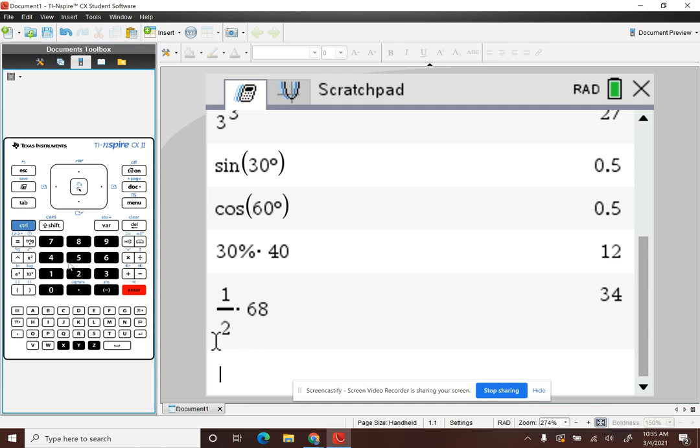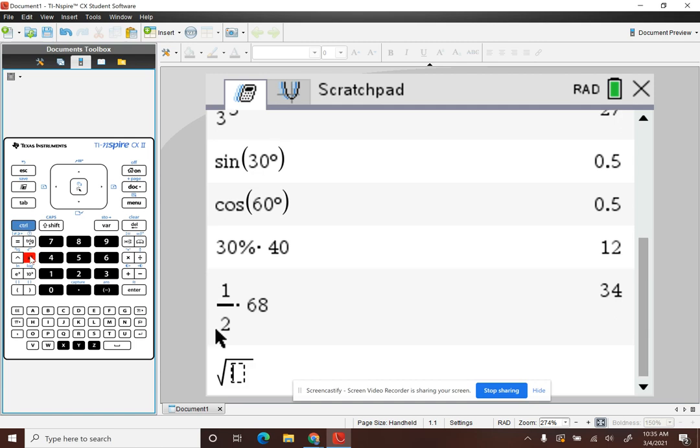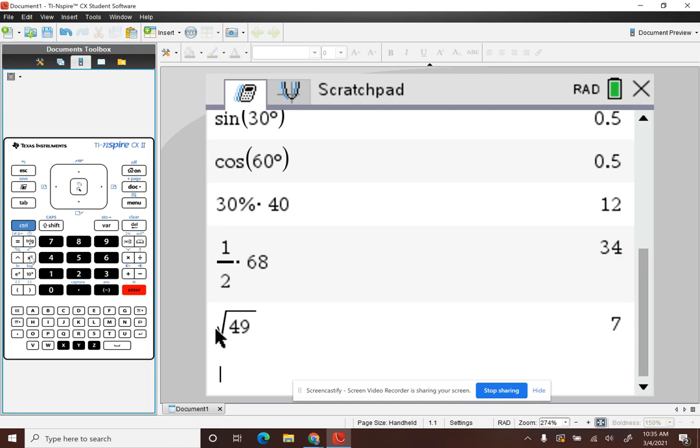Something else that you may have to do is find the square root of something. So you notice you've got a square root symbol right here above x squared. If you hit Control and that, it will allow you to do the square root. So say the square root of 49 actually equals 7. So you can see there's a lot of different functions on just the calculator portion of this particular calculator.